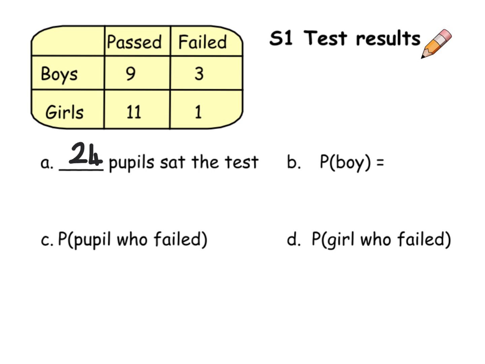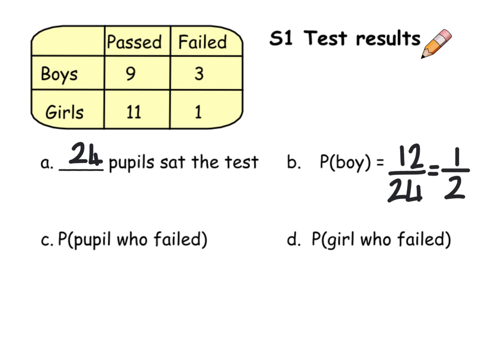First question, what is the probability of picking a test at random and it's a boy's script? So there are 9 boys who passed and 3 boys that failed. That is 12 boys altogether. So the probability of being a boy in this class is 12 out of 24, and that simplifies down using the 12 times table. That's half. So half the class were boys.